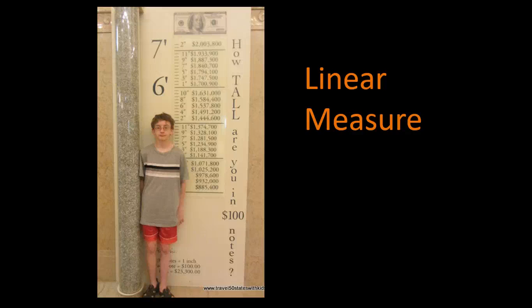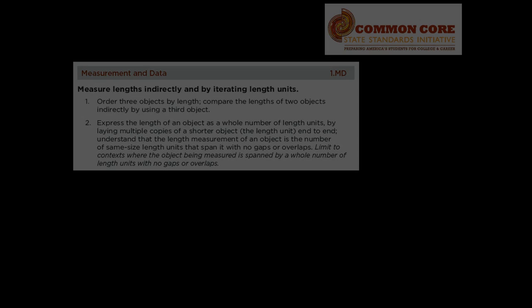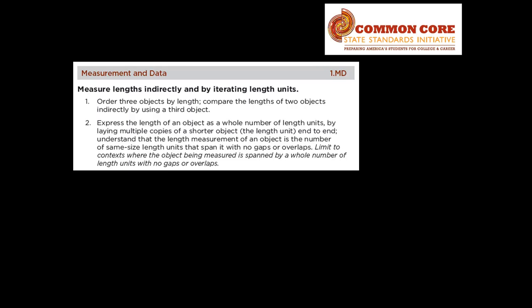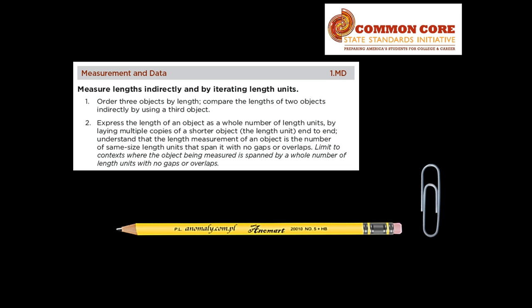Our next topic is linear measure. Measurement actually is dealt with very early on in the Common Core State Standards. You can see by this first grade standard that students are expected to order objects by length and compare the lengths of two objects indirectly using a third object. So what that indirect comparison means by a third object is something like this.